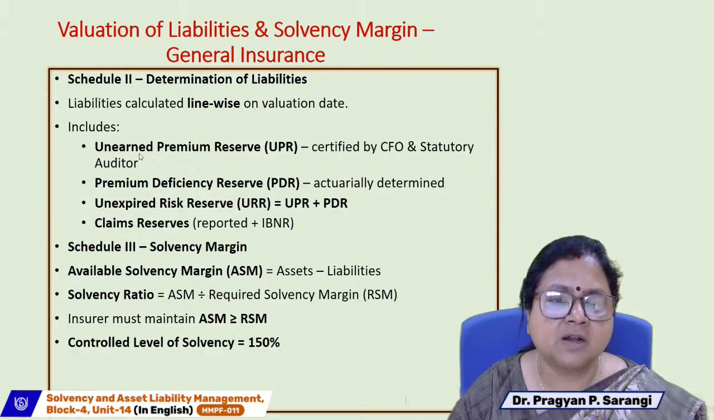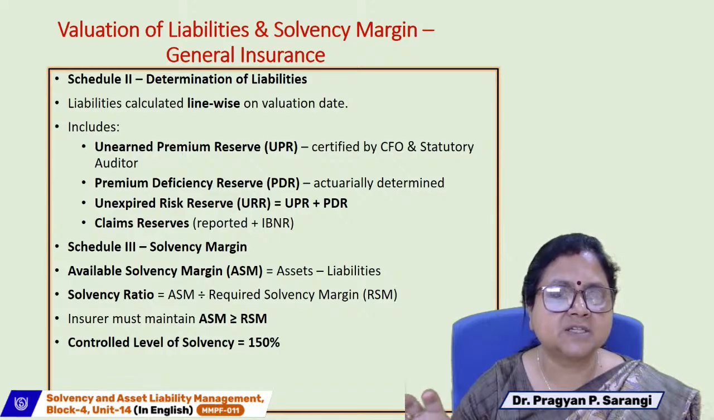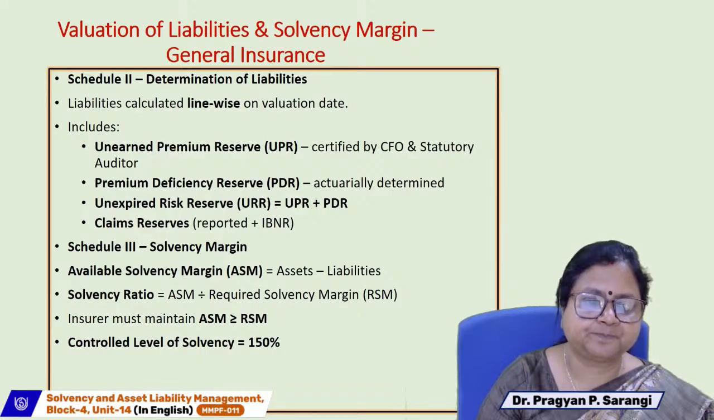This is the unearned premium reserve plus the premium deficiency reserve, and the claims that have been reported by the different policyholders. So this entire thing, the UPR, the URR and the claims reserve, will overall define the total liabilities which the general insurance companies need to pay.